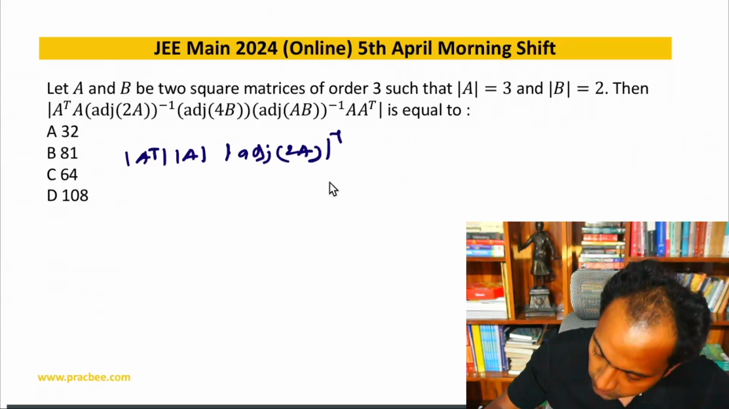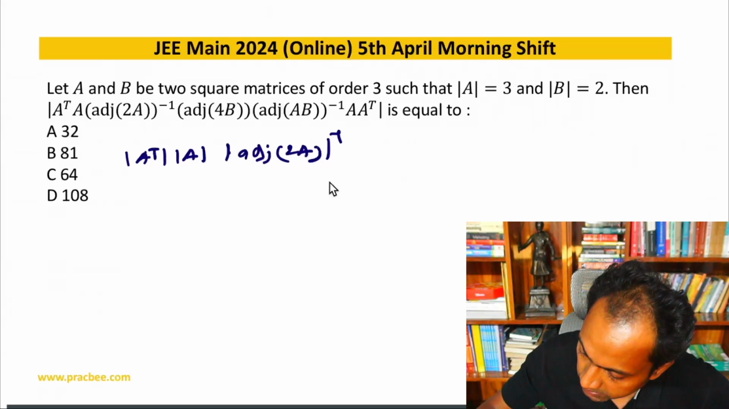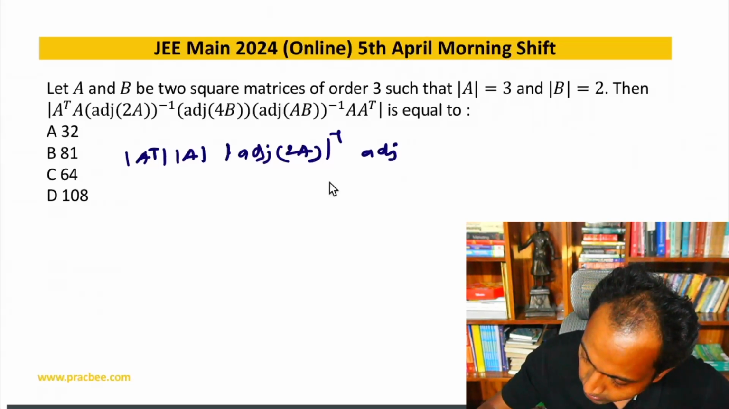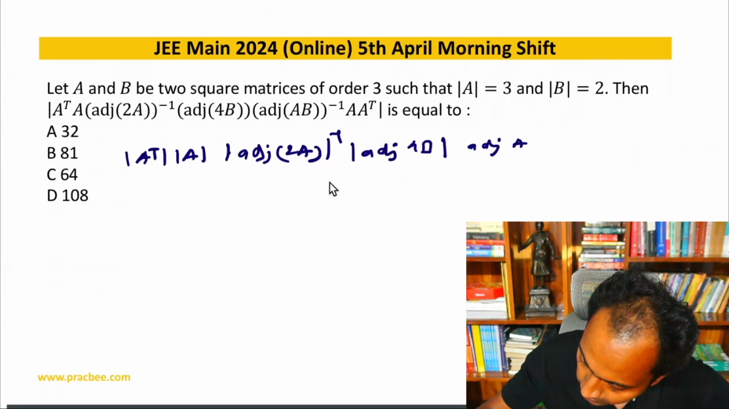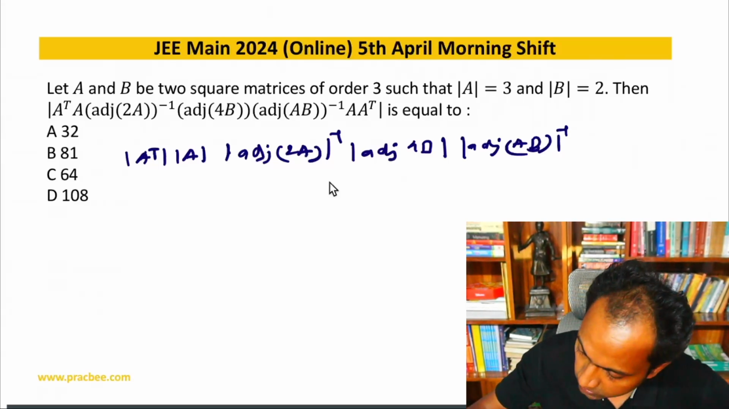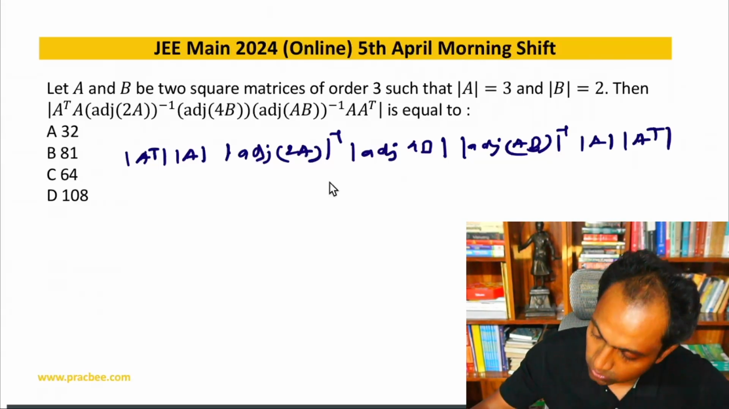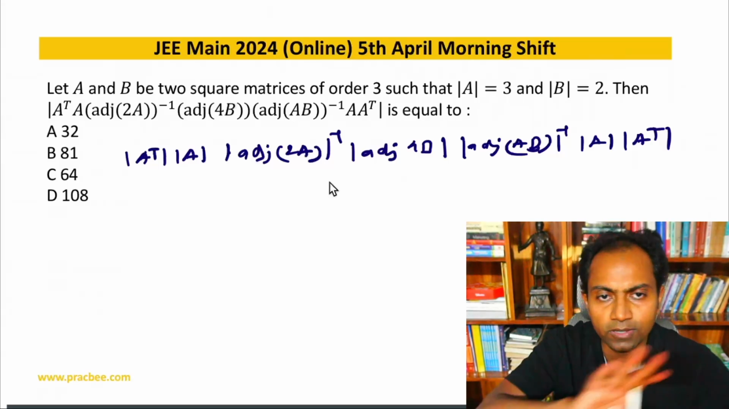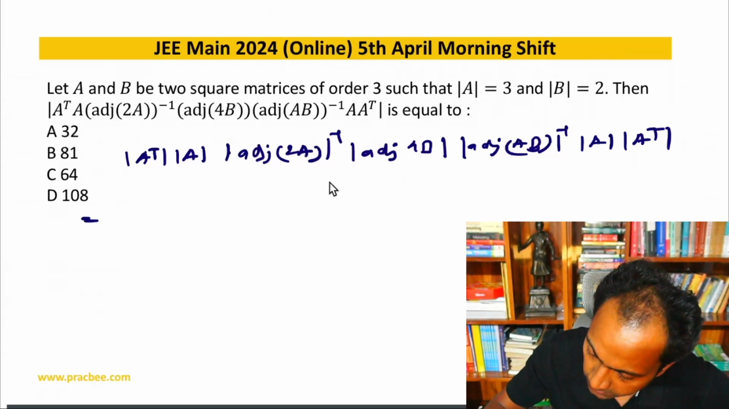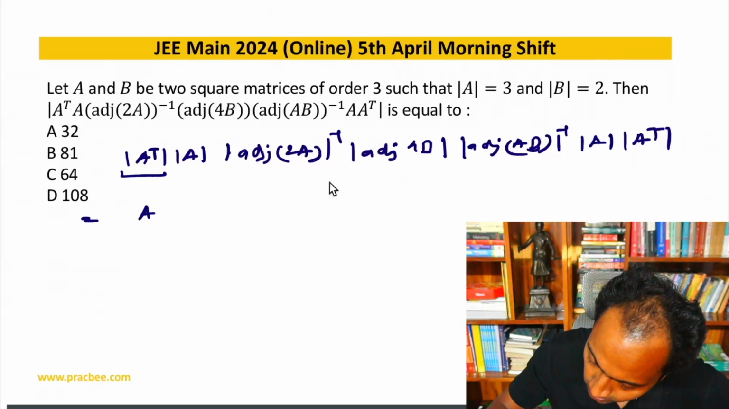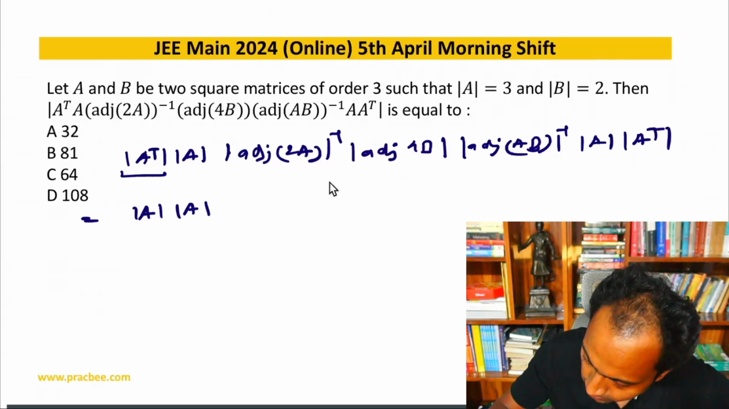So let us put the inverse outside. And then what we have got is nothing but adjoint of 4B determinant. And then next it will become nothing but adjoint of AB determinant raised to the power minus 1 and determinant of A into determinant of A transpose. So you can see that I have distributed it over all the matrices involved. Now this is equal to determinant of A only, so this will also become determinant of A, determinant of A.